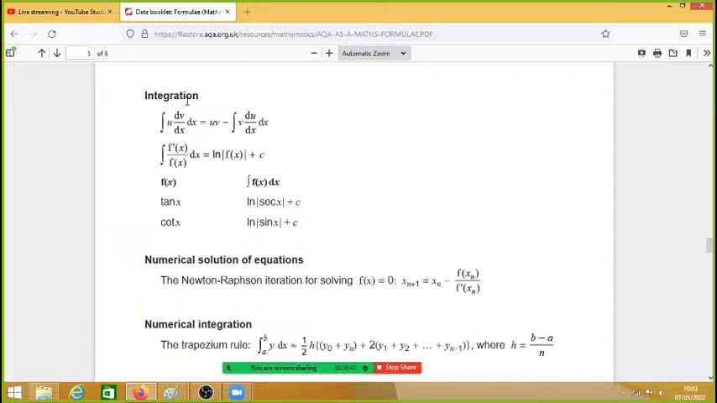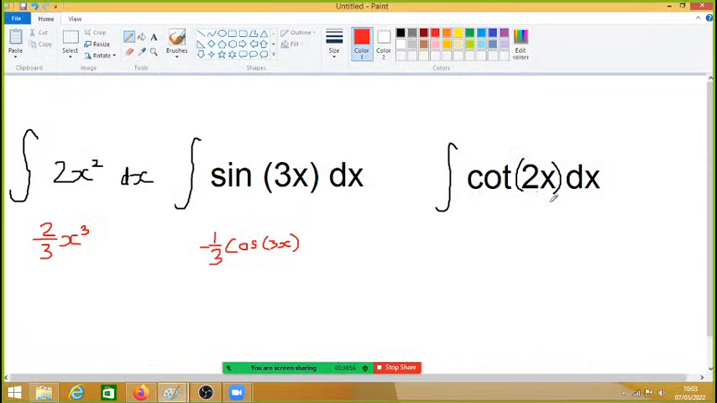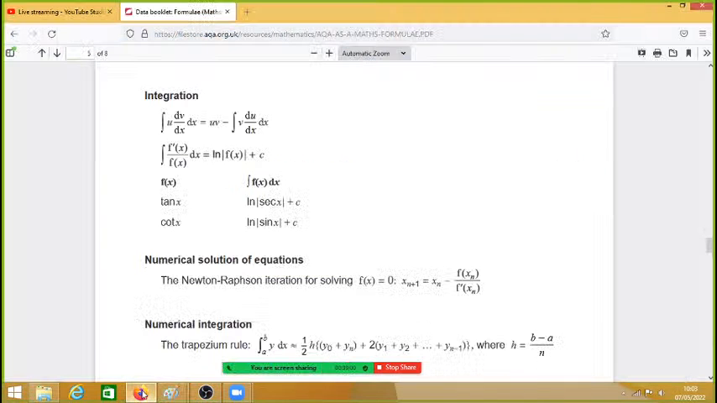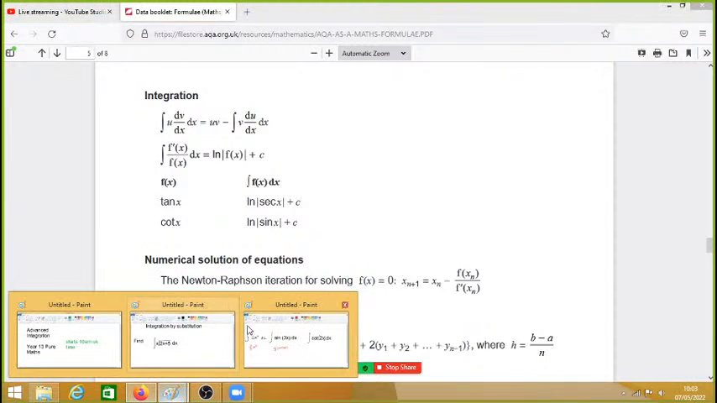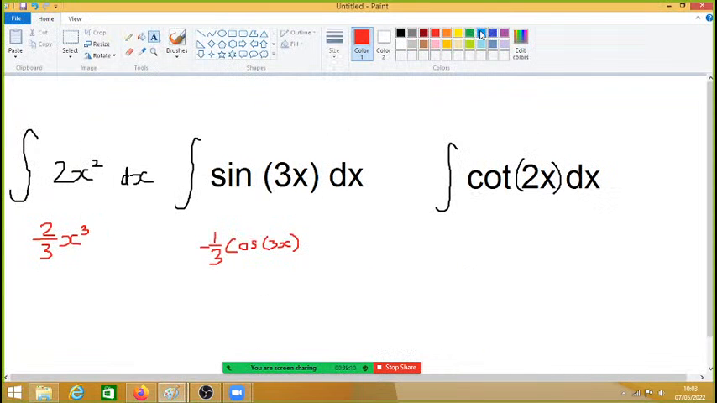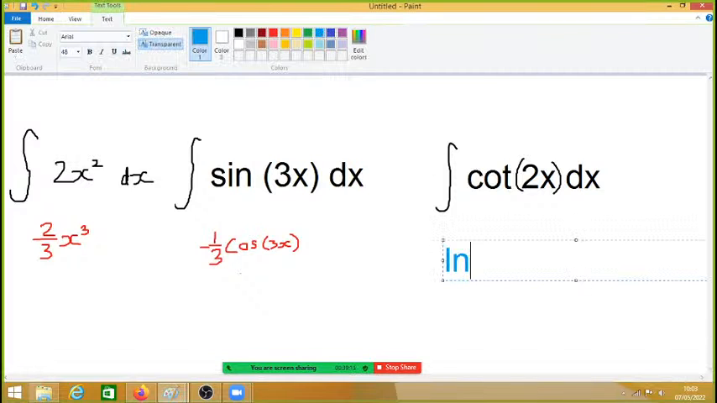So here we can see in the integration section of your formula booklet, if you just skip down, it says here, if you're trying to integrate tan, then the answer would be this. Here we were trying to integrate cot of 2x. So cot is the main thing we need to look for. So we see that cotangent integrates to the natural log of sine x. So this will integrate to the natural log of sine x. So you're just using your formula booklet. Because the question had 2x, then instead of putting sine x, I'll put sine 2x.